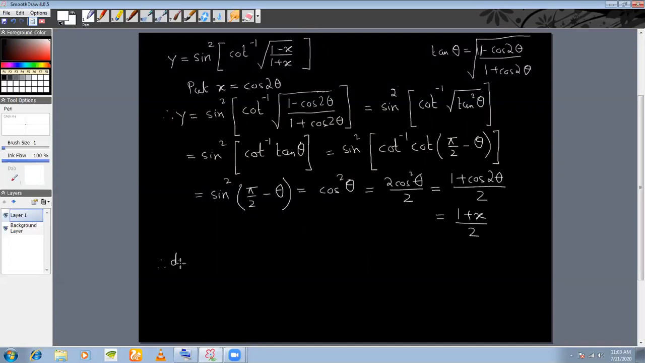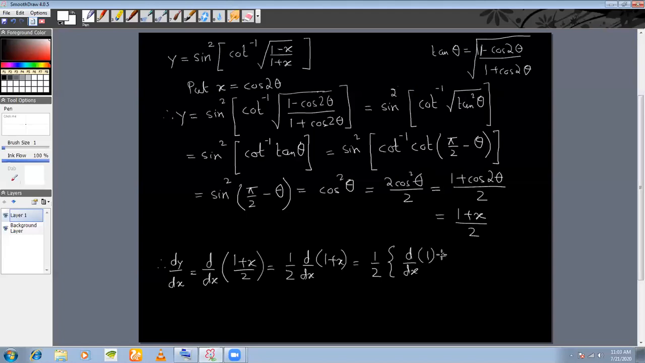So therefore, what is dy dx? So it worked out. Sine square is okay. ddx of 1 plus x by 2. We take half out. Half ddx of 1 plus ddx of x, which is equal to half into 0 plus 1, which is half. No problem.